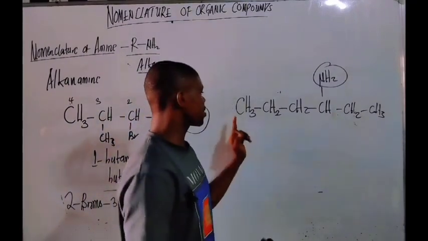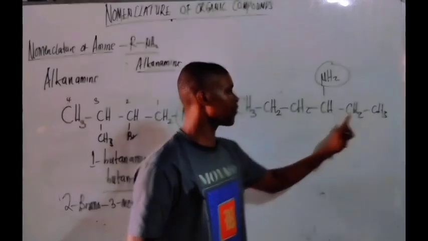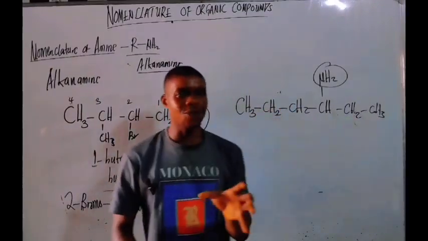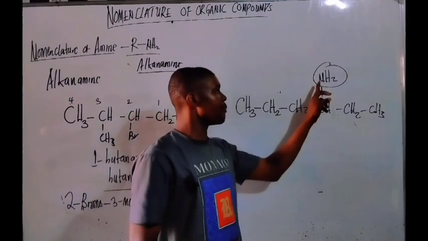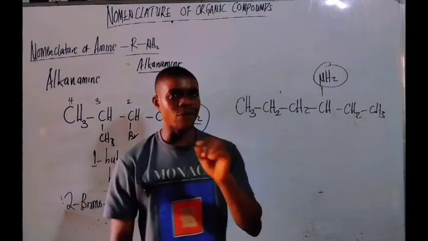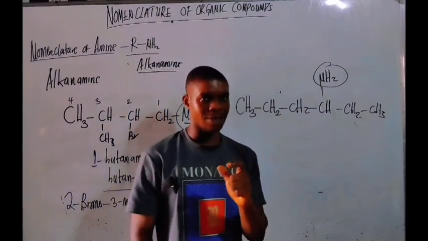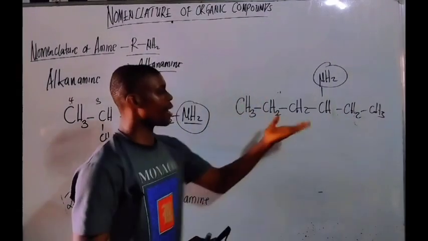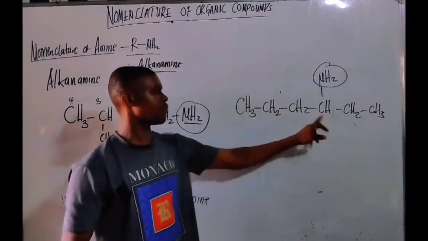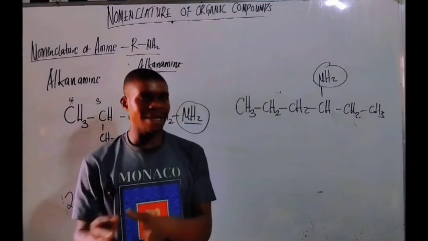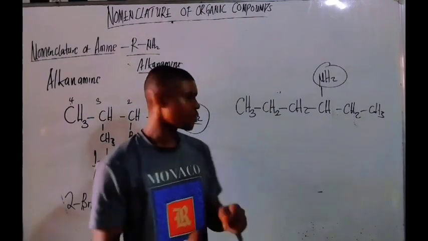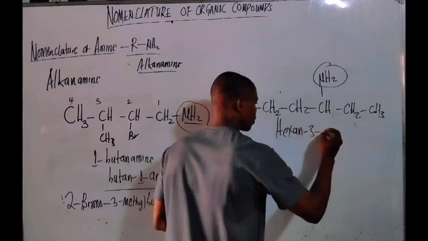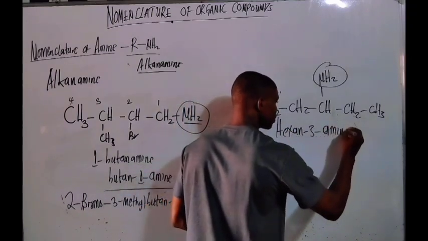So if I start from here: 1, 2, 3, 4. If I start from here: 1, 2, 3, right? So this is carbon 3. Remember, the carbon atom carrying the amine group must have the lowest possible number. So my numbering is going to start from here. How many carbon atoms do I have here? 1, 2, 3, 4, 5, 6. Hexa. So it's going to be hexan-3-amine.